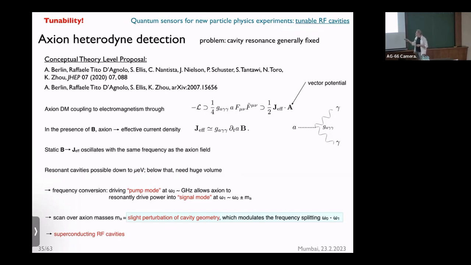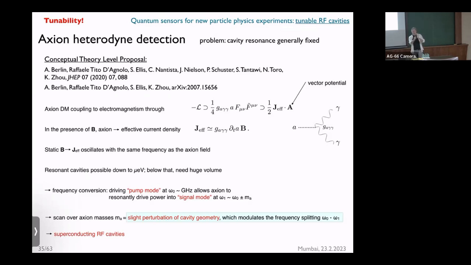Now, the resonant cavities are possible down to about micro-electron volts. Going much below that means that your volume becomes incredibly large. So how do you probe an area that you cannot probe just by going simply to bigger volumes? Well, there's been an idea proposed by this group here that you can try to build cavities that don't have a single resonant mode, but two resonant modes.